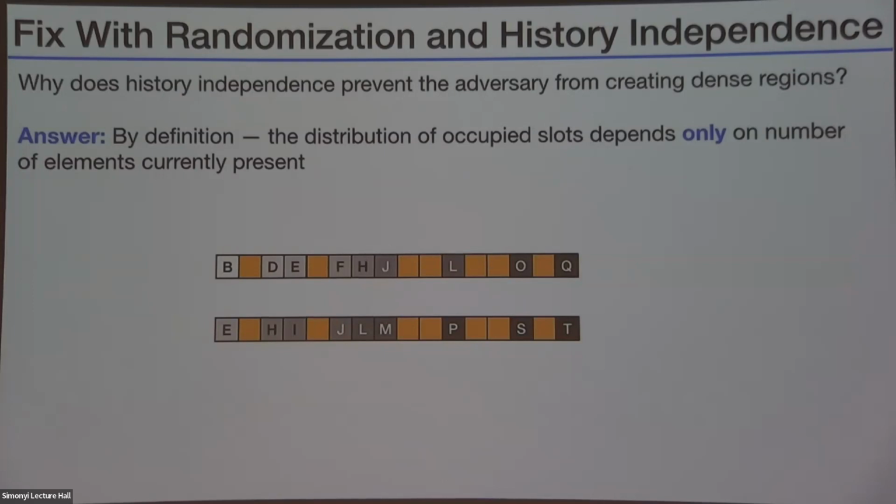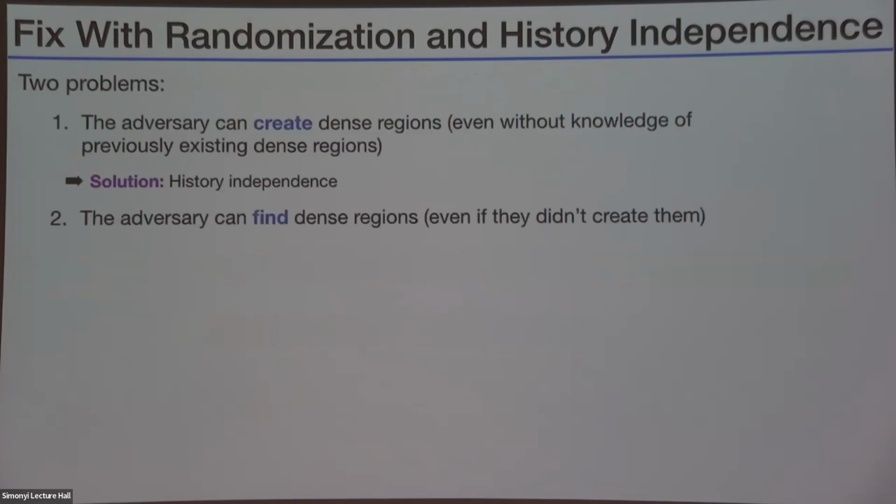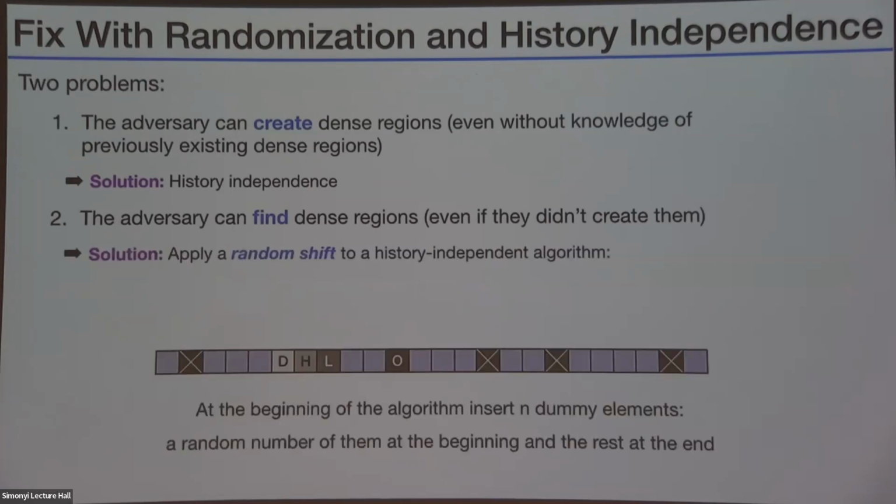Okay, so now for the second problem. The adversary can find dense regions that the algorithm may have created. And it turns out the solution to this one is also basically history independence. And we also use this extra ingredient called the random shift. Like I mentioned before, the random shift might actually not be necessary. Maybe you could have a different analysis of this algorithm, but it just makes things easier to analyze.